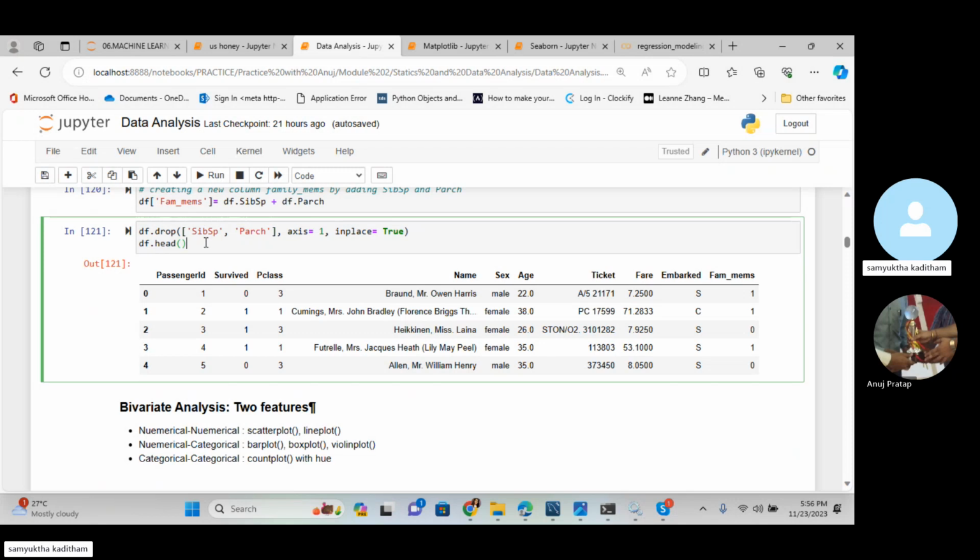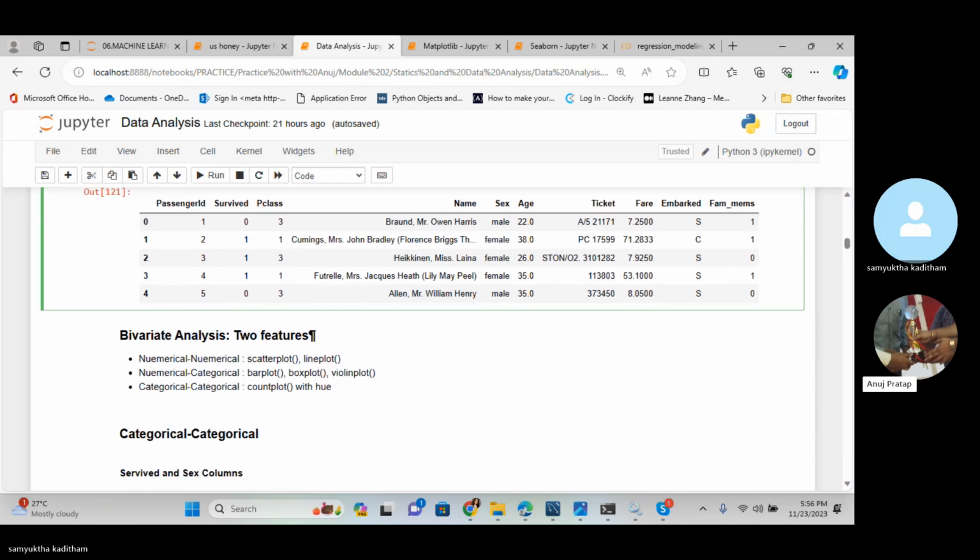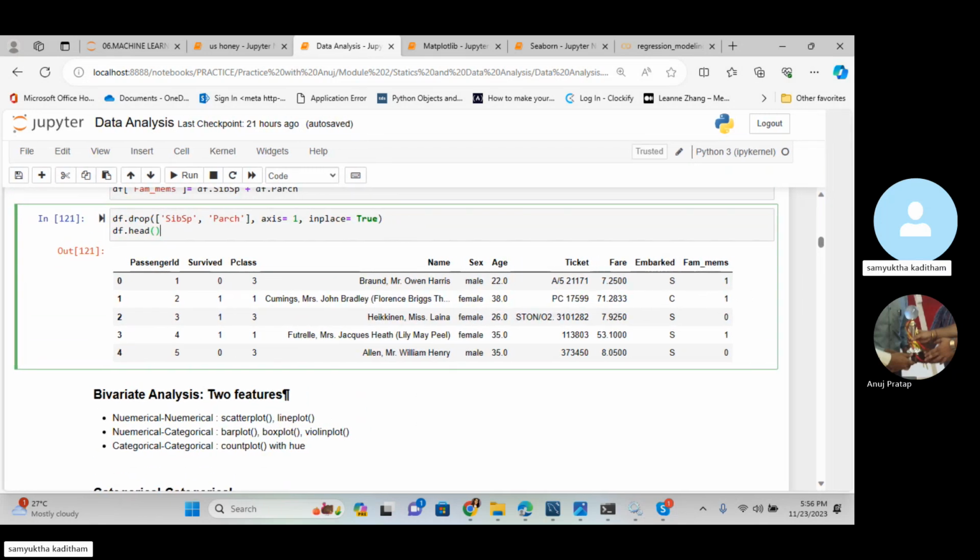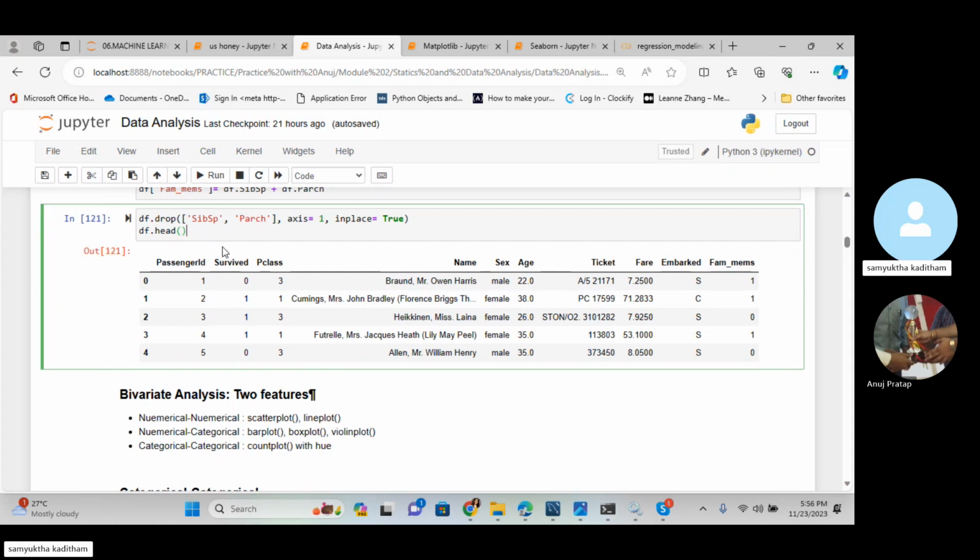We have no need of these two columns right now. So now the data is like this.